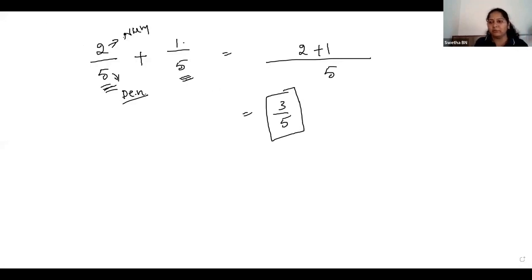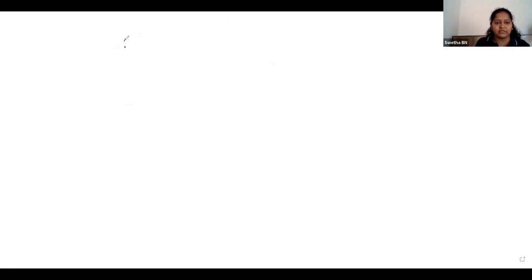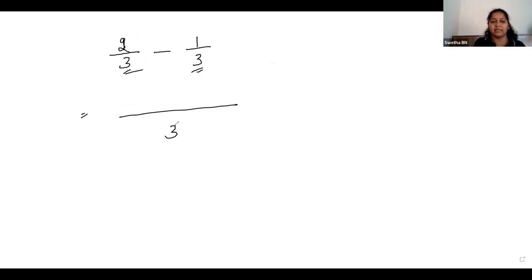Okay, children. Now I'm going to teach you subtraction. For example, 2 by 3 minus 1 by 3. See, here also the denominators are same. You should not add or subtract the denominators. In addition and subtraction, we write directly. 3 is common, so write 3 in the denominator. Write the numerators in the numerator. 2 minus 1 is 1. See, we got the answer 1 by 3.